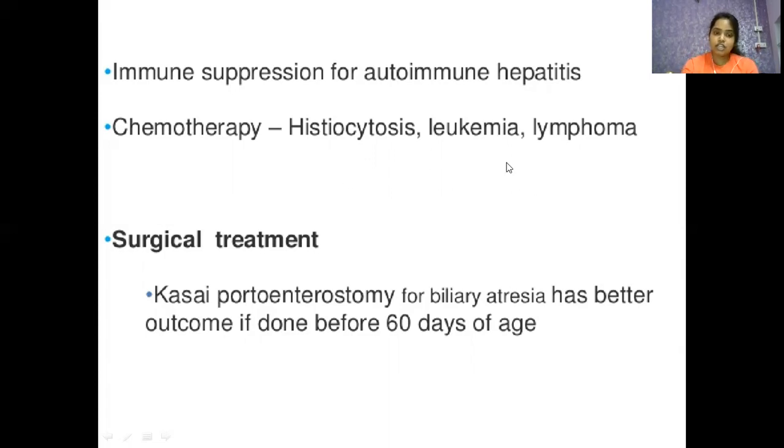Next is surgical treatment. It is very important: at the last, if medication is not proper for any diagnosis, surgical treatment may be required. Surgical treatment: Kasai portoenterostomy. It is very important. Kasai portoenterostomy for biliary atresia has a better outcome if done before 60 days of age. It is for neonates, so it is important, its name, Kasai portoenterostomy for biliary atresia.